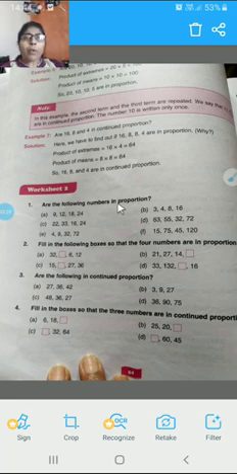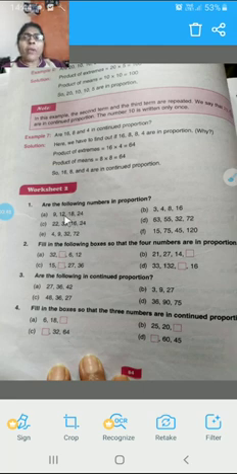So what is proportion? When four quantities are given, suppose you take this as the first question, these four numbers or four quantities are given. The first is known as the first term, then the second term, third term and fourth term. The second and third are said to be the mean, and the first and fourth are said to be the extreme.